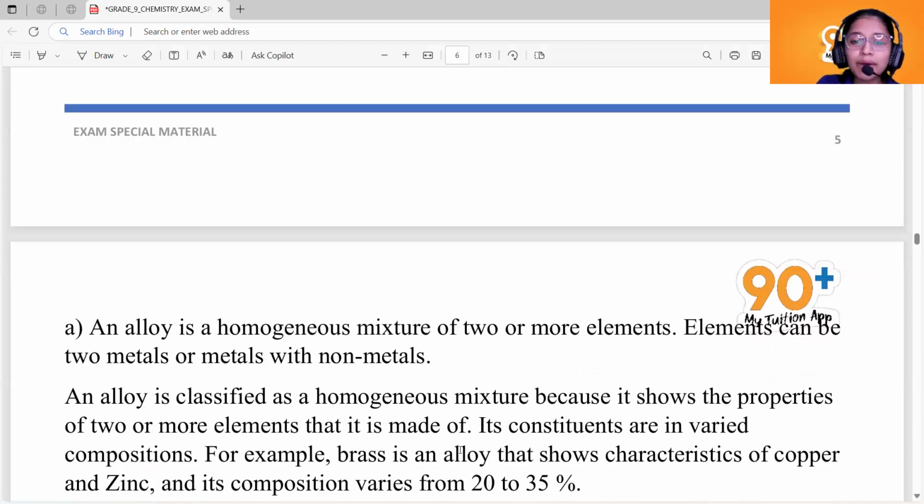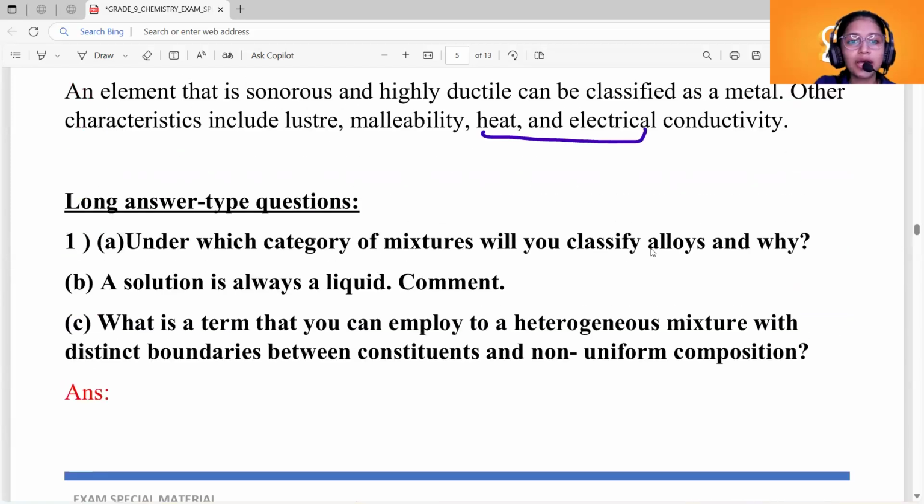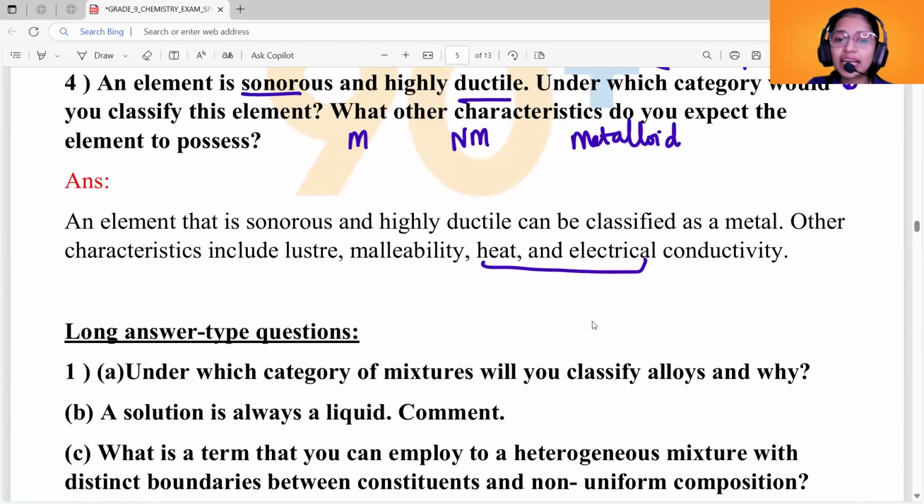For example, brass is an alloy that shows characteristics of copper and zinc, and its composition varies from 20 to 35 percent. That is, the amount of these elements can vary. It is not mandatory that copper has to always be present at 80 percent or 70 percent. Its composition can vary. This is the reason why we call an alloy a mixture and not a compound. Is it clear?